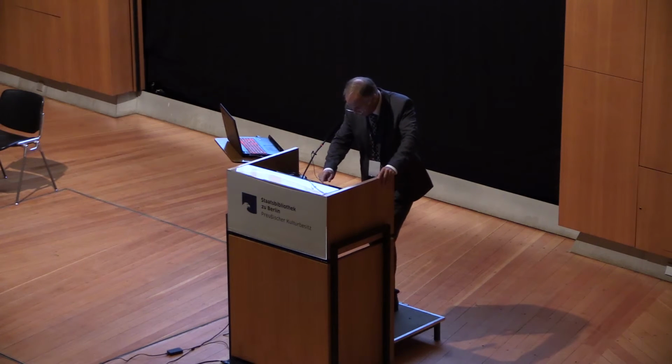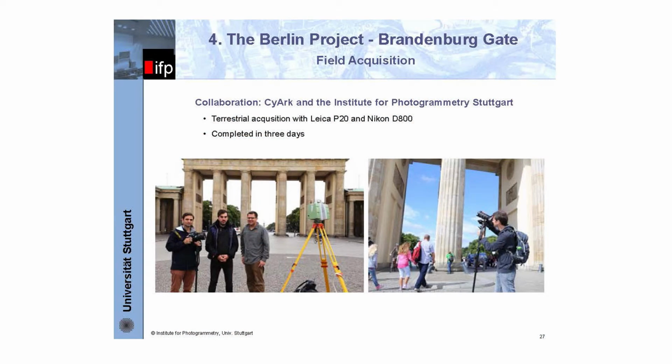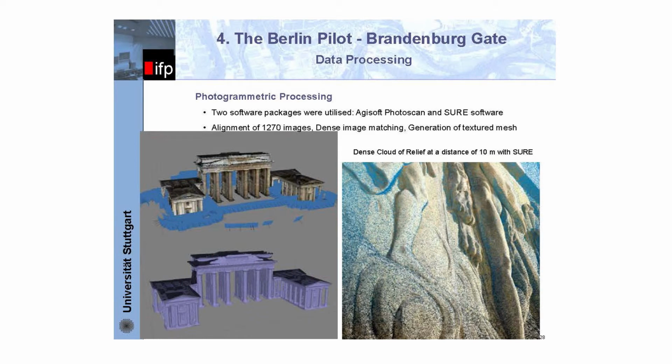So my staff members, Chance Kuffenauer and Jose Balzar, met Scott Lee here in Berlin. They did first the scanning with our P20 from Stuttgart, and then we did a lot of photos. So you see here, we completed everything in 3 days. You see here the first reconstructions using photogrammetry. Two software packages have been utilized, Agisoft Photoscan and also our Shure software from the Institute. In total, we processed 1,270 images.